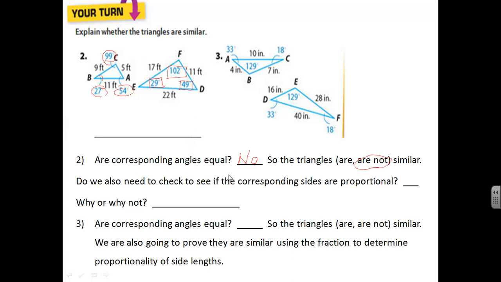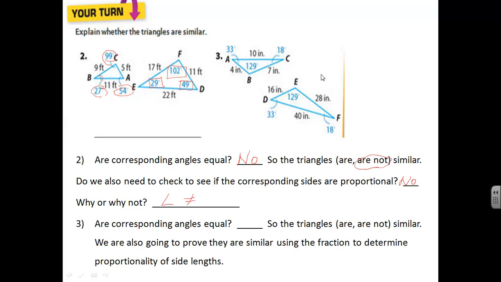Do we also need to check to see if the corresponding sides are proportional? No, we don't. Why not? It's because the angles are not equal. That symbol means are not equal. Okay, now let's go on to number 3. Now you might notice something on number 3 here. These aren't going the same direction. So it's a little harder to tell which ones are corresponding to each other.